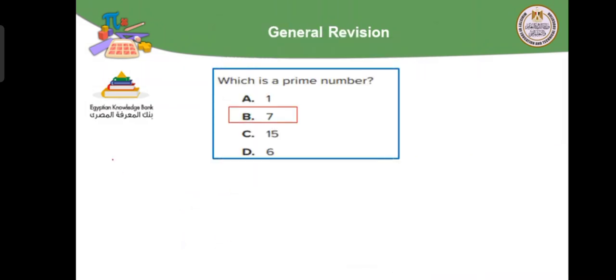Why? Which is a prime number? The least prime number is number 2. The least even prime number is 2 also. So the prime numbers begin with 2. Okay? And a prime number has 2 factors. Which are these factors? 1 and itself. 1 and what? Itself. I try to revise with you by solving the exercise here.